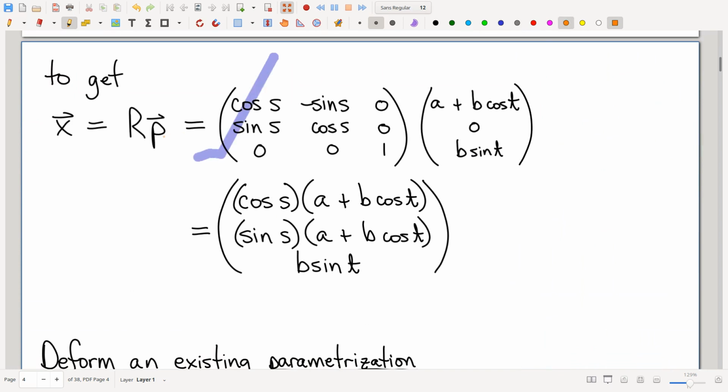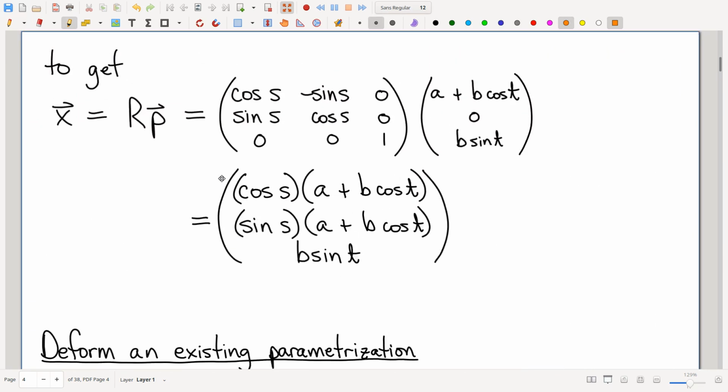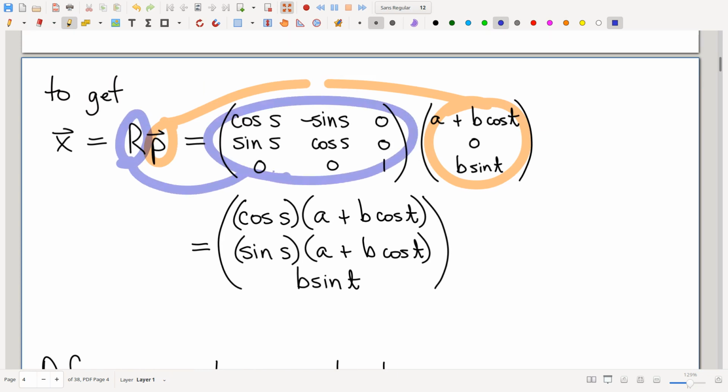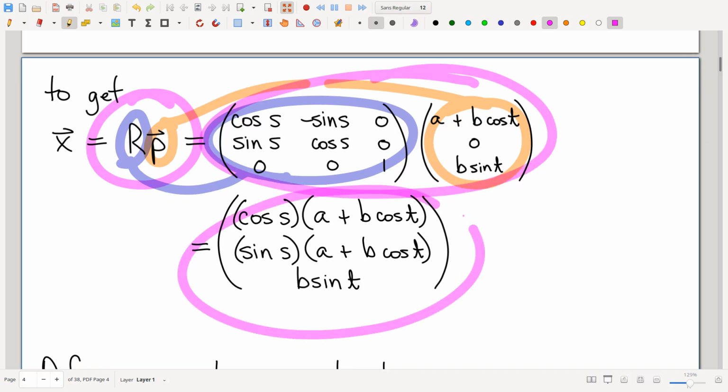Okay, so here was our orange point that we derived. Here's our dark blue rotation matrix, and you multiply those together, and there's your parameterization. So, a little bit of an ugly result, but it gets the job done.